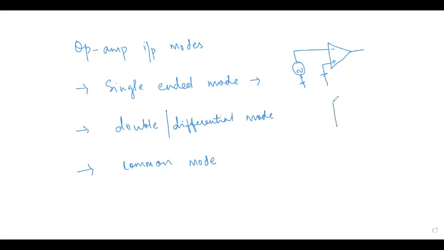In the second case, double-ended mode means, as the name itself suggests, here we are applying input to both the input terminals. Input is applied to the inverting terminal as well as the non-inverting terminal. So this is called double-ended mode. And the third one, common mode. It means a common input is applied to both the input terminals.